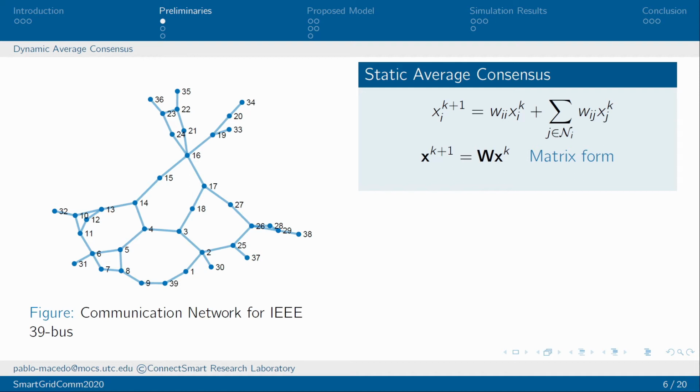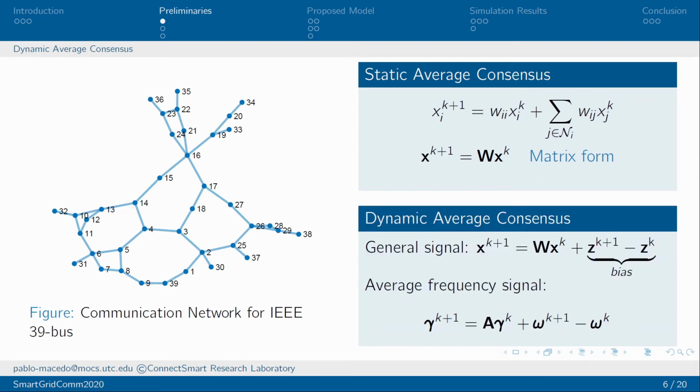In our simulations, the value x being broadcasted to other agents is called gamma, and it stands for the average frequency of the grid. In the case when the values of x are changing for each agent, there is a need to include an update bias to the values that are being broadcasted. We call this variable z, which is a bias term that will allow the algorithm to converge to the average even with these changes in time.